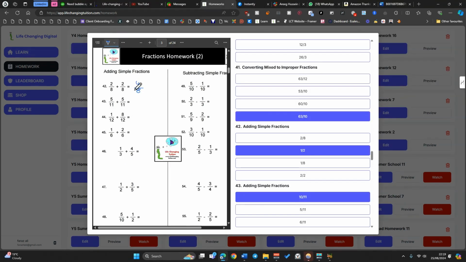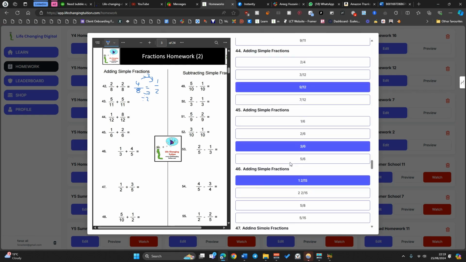So this one over here is 4 over 8. And what we've got here, we haven't got that in the options, but what we can do is simplify that. So if we divide both of these by 2, that should give us 1 over 2, meaning this is equal to a half, and that is the answer to 42.